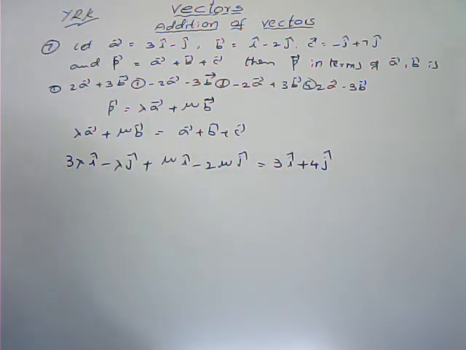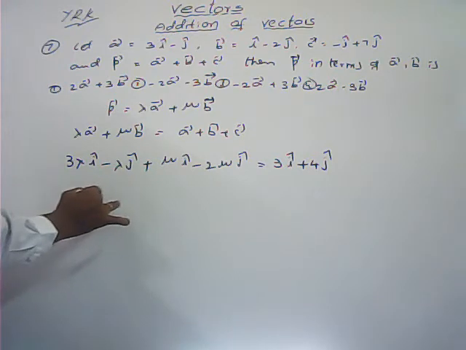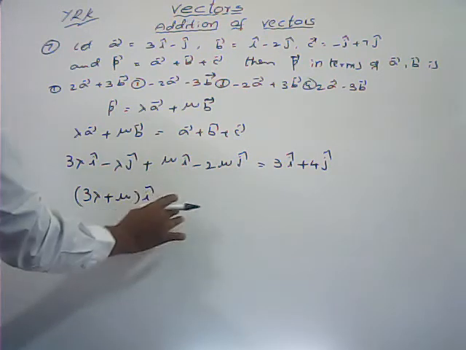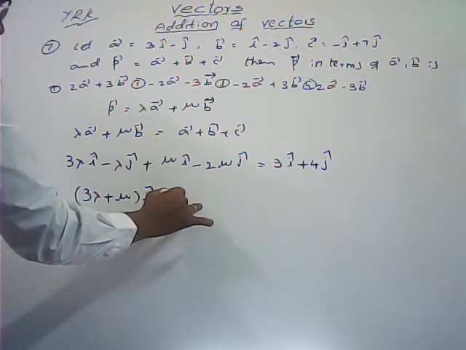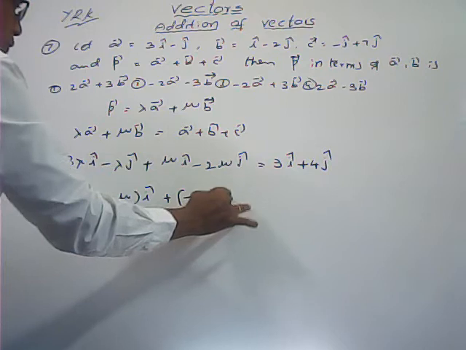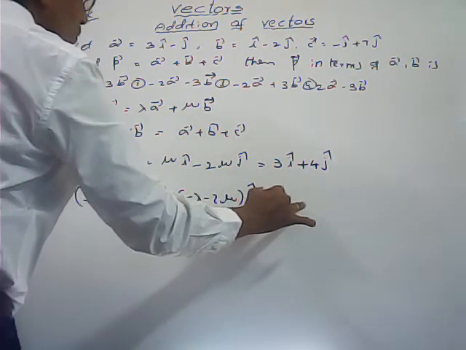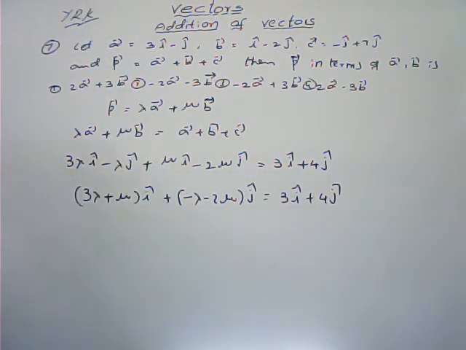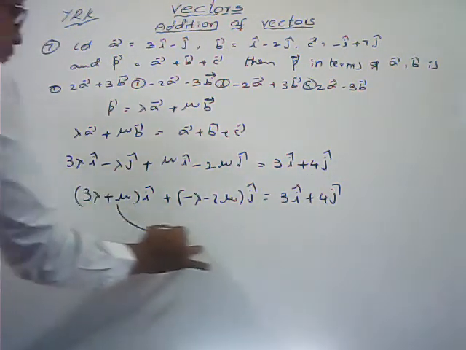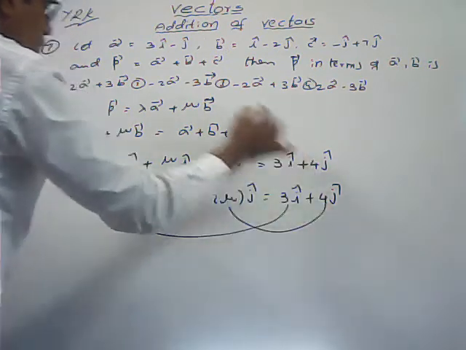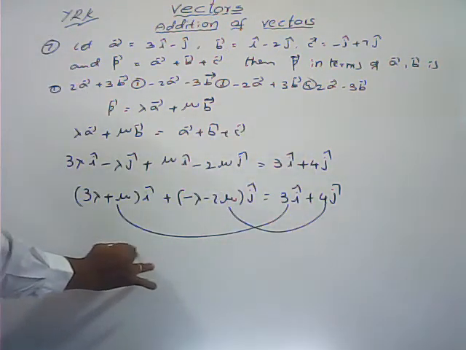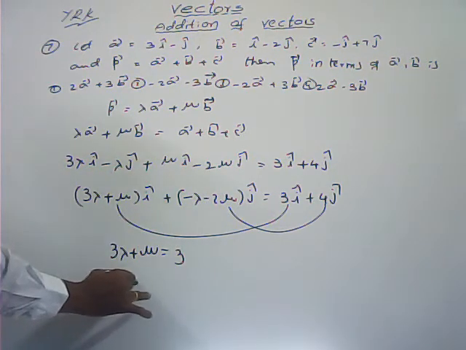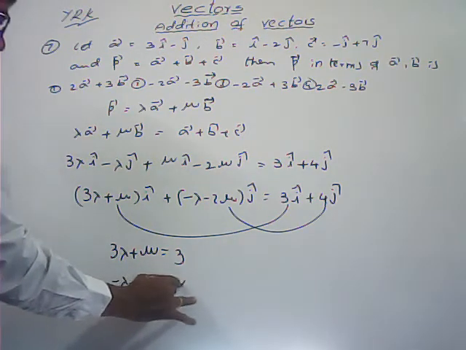So here these two are equal. Here (3 lambda plus mu) into i cap, plus (minus lambda minus 2 mu) into j cap, is equal to 3 i cap plus 4 j cap. Here these two vectors are equal means both the i cap coefficients are equal and both the j cap coefficients are equal. 3 lambda plus mu is equal to 3, and minus lambda minus 2 mu is equal to 4.